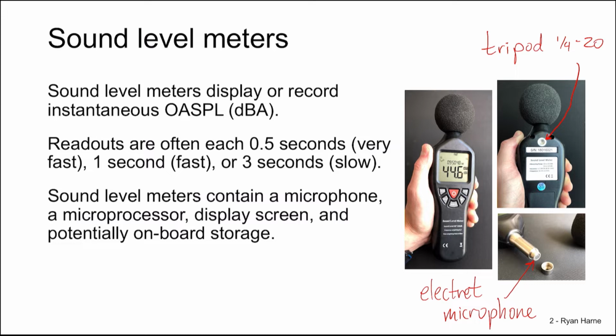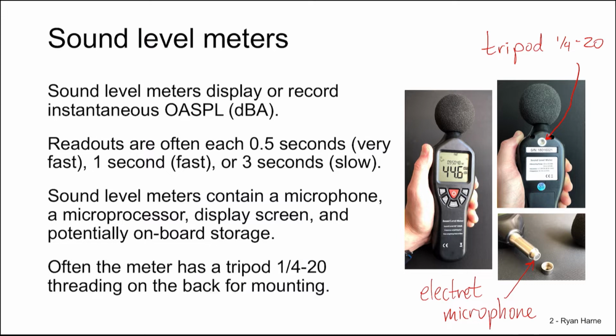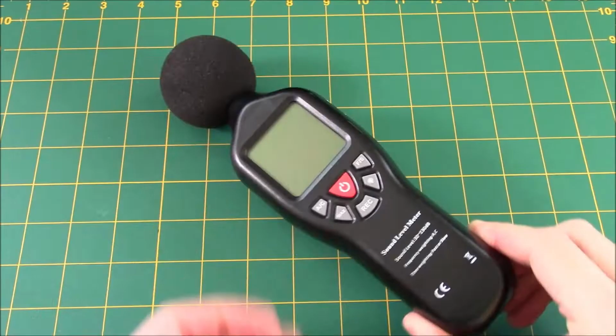The sound level meters contain more than just the screen and microphone. There's a microprocessor and potentially onboard storage that provides all of the calculation to convert the time recording into the instantaneous OASPL. The tripod mount is provided on the back of the casing for easy mounting.